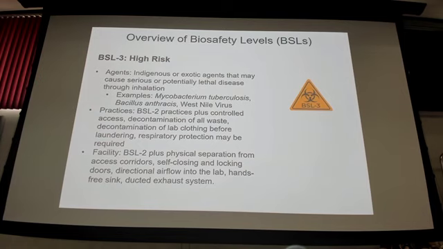For respiratory protection, now you're probably talking about things like wearing PAPRs, which we'll talk about as well. Controlled air supply, clean air supply. And then a physical separation from access corridors, still self-closing doors, et cetera.